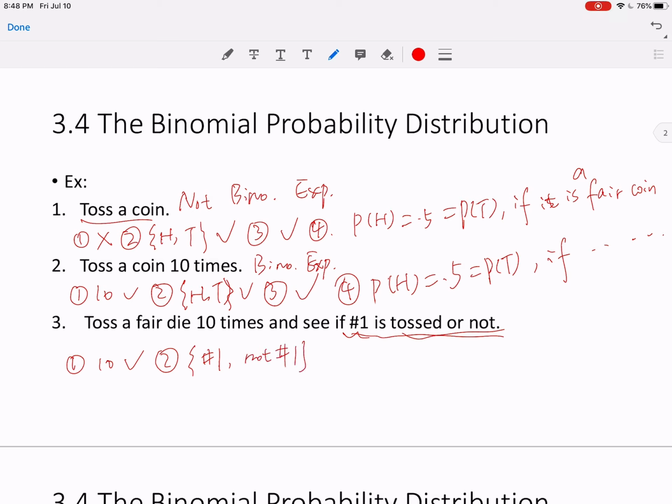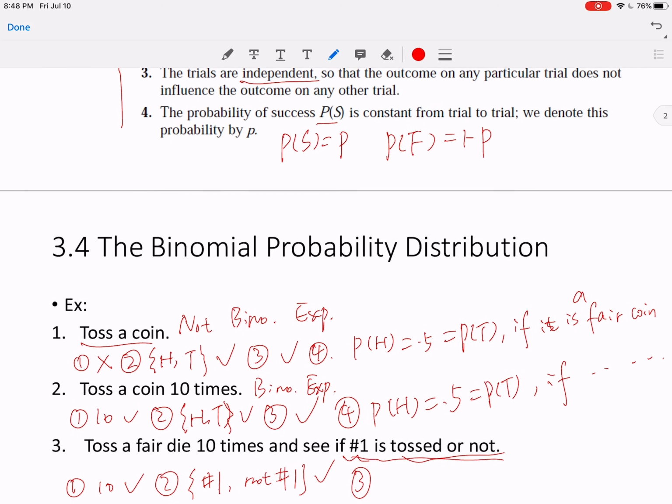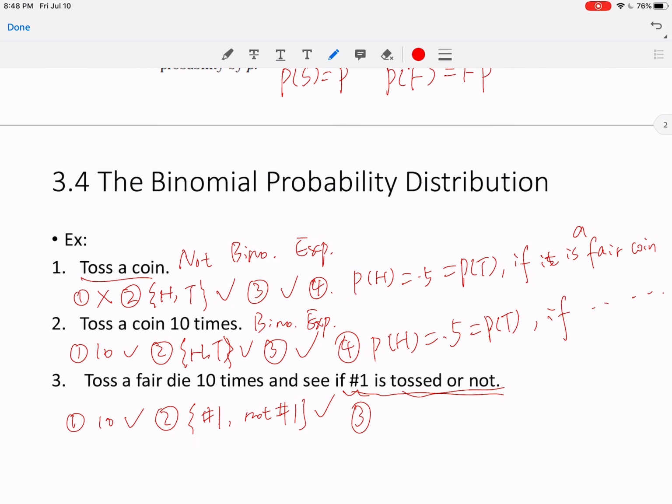So there are only 2 possible outcomes. So condition 2 is satisfied. Number 3, the independence. I think trials are independent because whatever we get from the first toss will not affect what we get from any other toss. So number 3 is satisfied. Number 4.